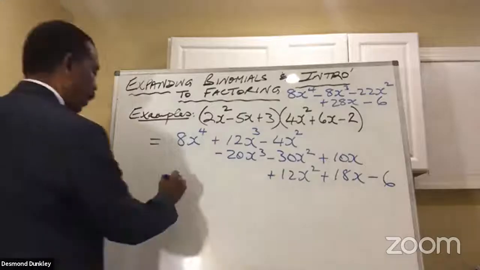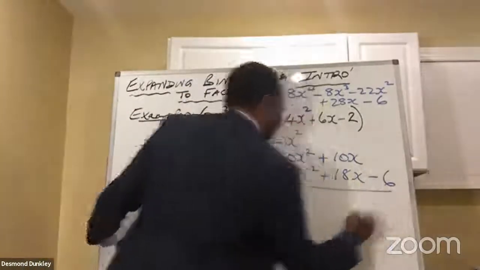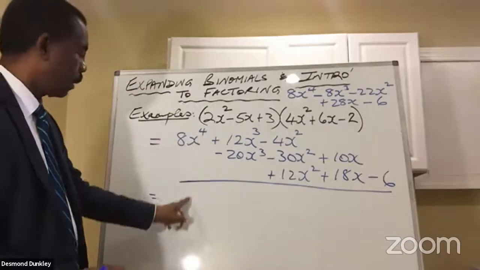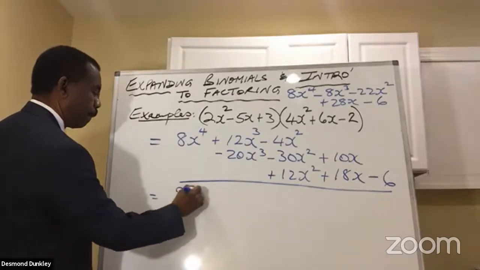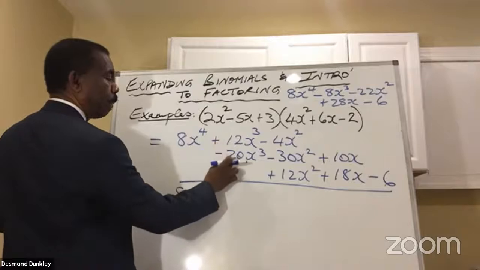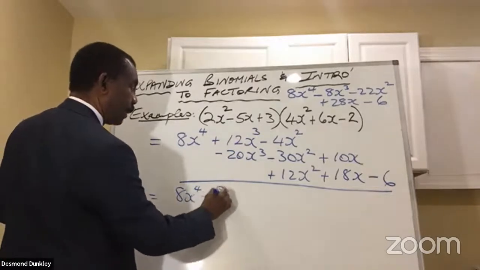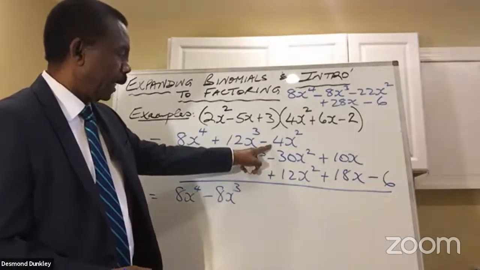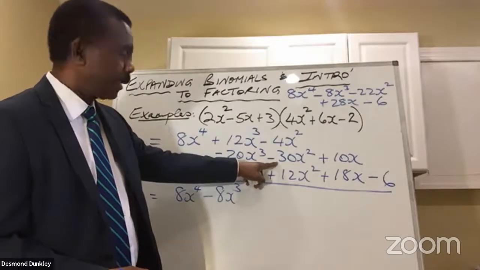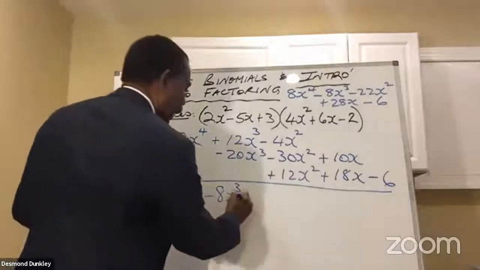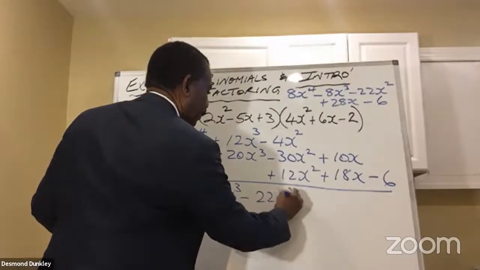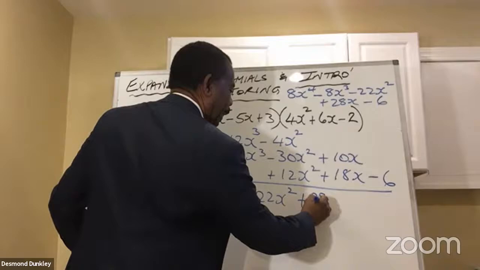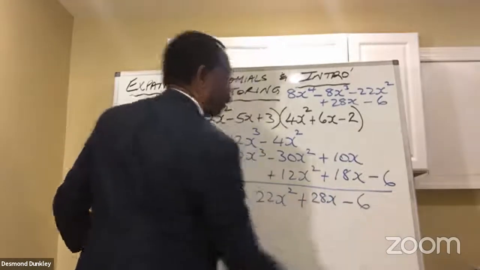And now, to finish the job, we draw a line and we just go vertically. 8x to the fourth is by itself. Now, positive 12x cubed minus 20x cubed is minus 8x cubed. Negative 4x squared minus 30x squared is negative 34x squared, plus 12x squared is negative 22x squared. 10x plus 18x is 28x, and then minus 6 comes right there.